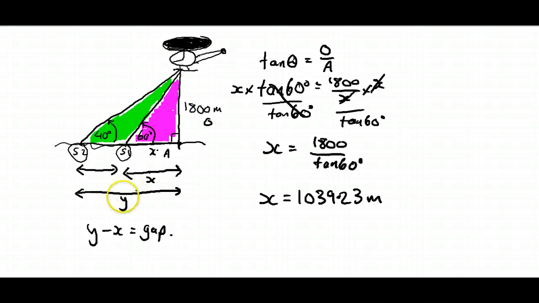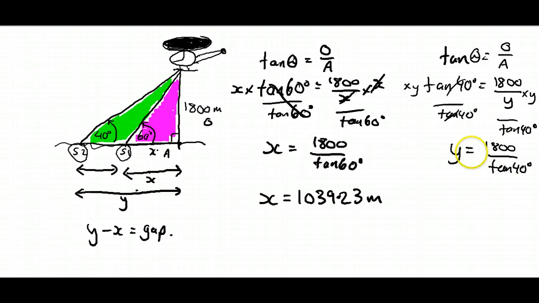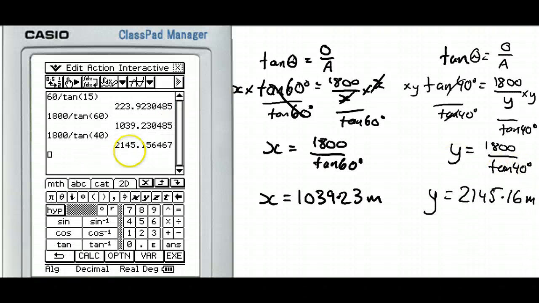If we go through the same process for Y, I'll just jump ahead and show you the working out. We end up with this result: Y equals 1800 divided by tan of 40 degrees. So let's put that into the calculator. When we put 1800 divided by tan 40 into the calculator, we get 2145.16 meters. So that's the result we've written over here.